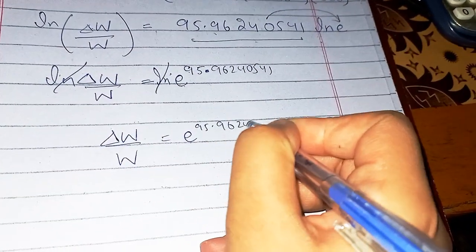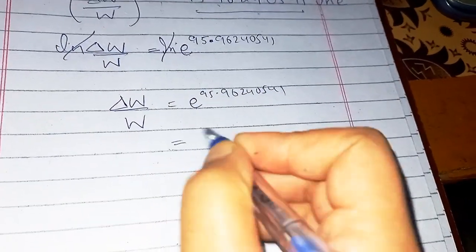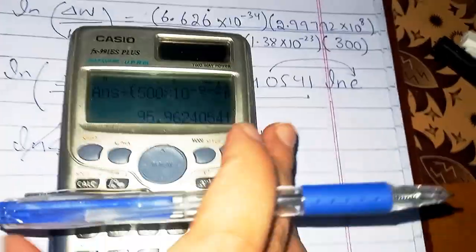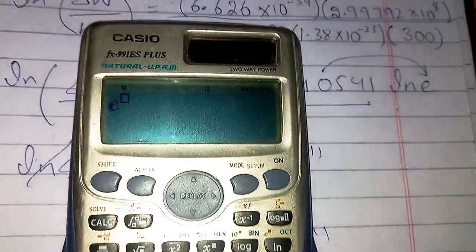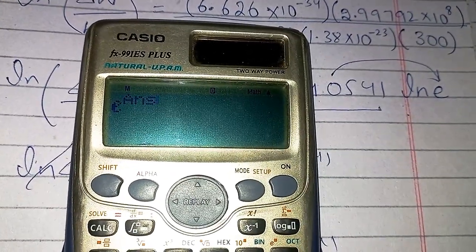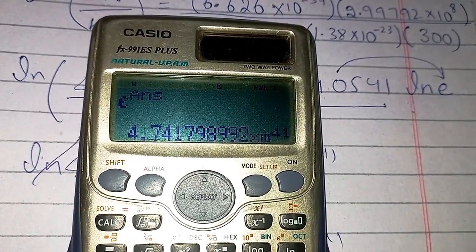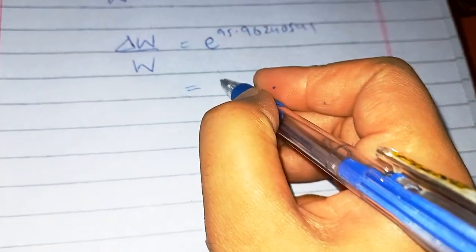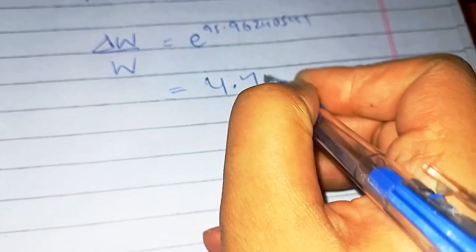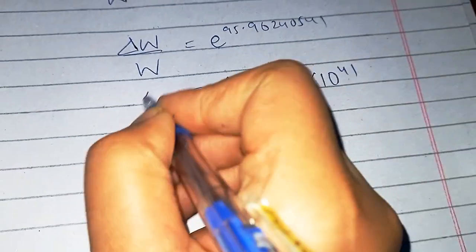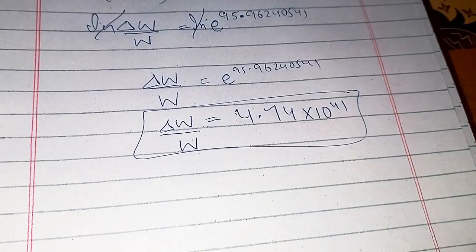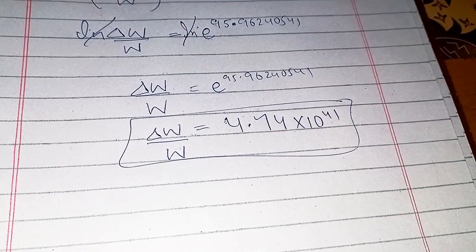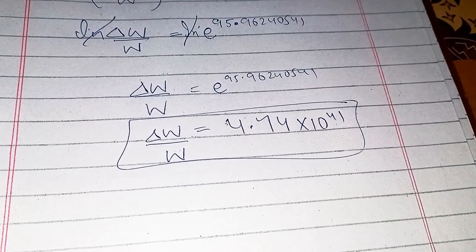Okay, let me calculate what this is on the calculator. So we have shift natural log, answer, and it's 4.74 multiplied by 10 to the power 41. Okay, that's the relative increase in the number of accessible states, and that's the result. I hope you got it, and we'll meet you in the next one.